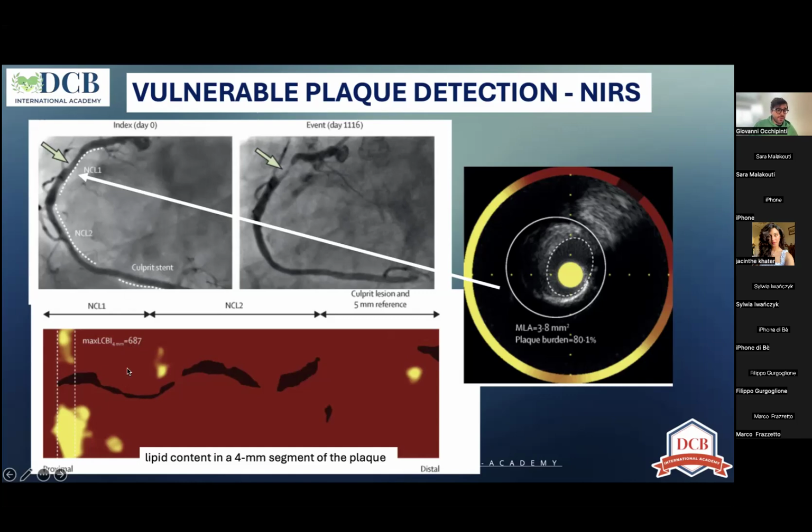It was 687. What happened was that at a follow-up more than 3 years after that event, the patient was again evaluated for an acute coronary syndrome, and the culprit plaque this time was that one, the first that was depicted with a high lipid content. So it was an atherosclerotic plaque. In this context, the co-registration with the IVUS showed us that the minimum lumen area of the non-culprit lesion was 3.8 square millimeters, with a plaque burden of 80%.